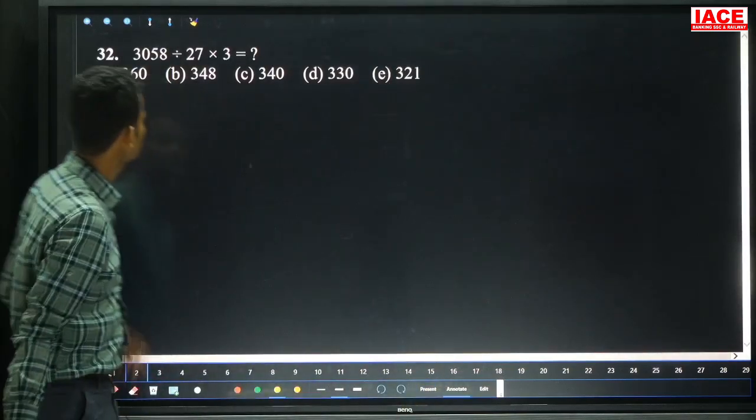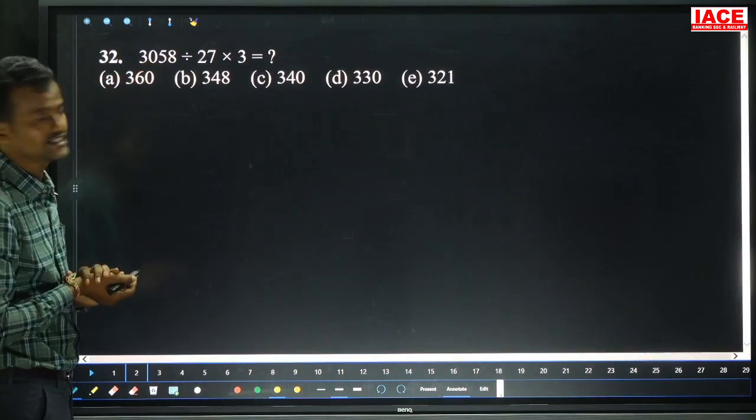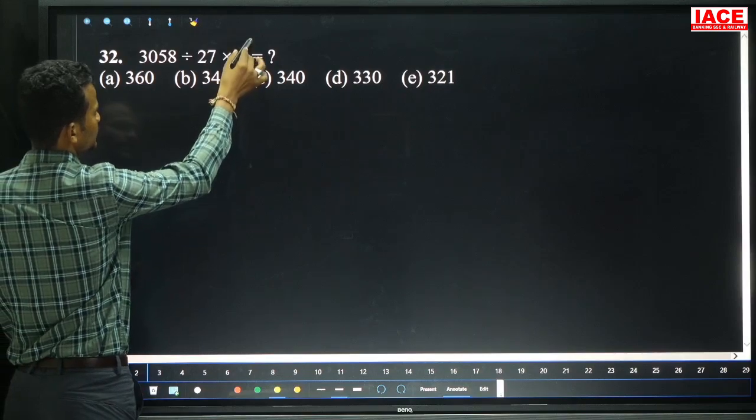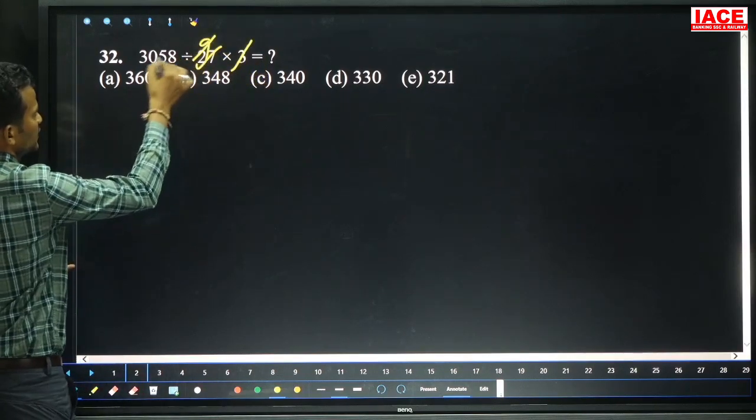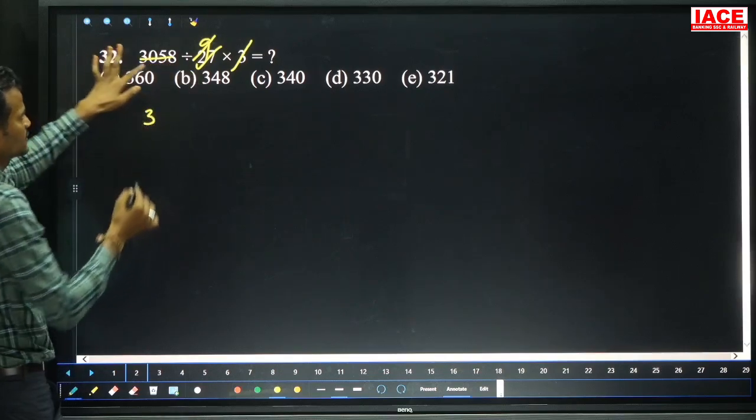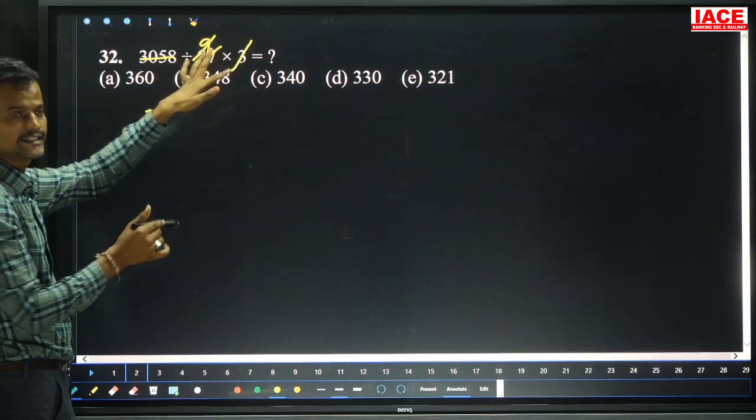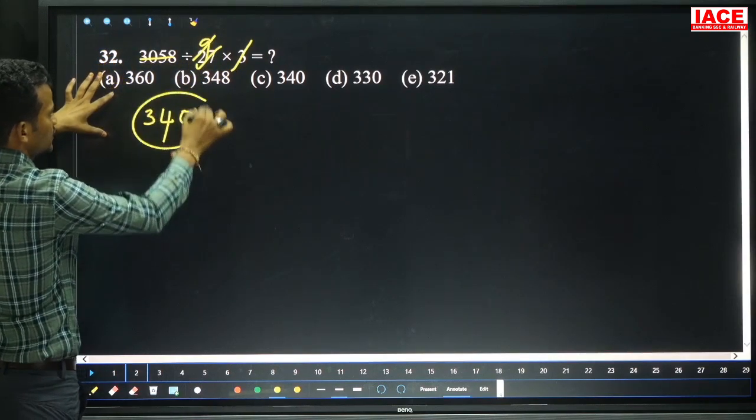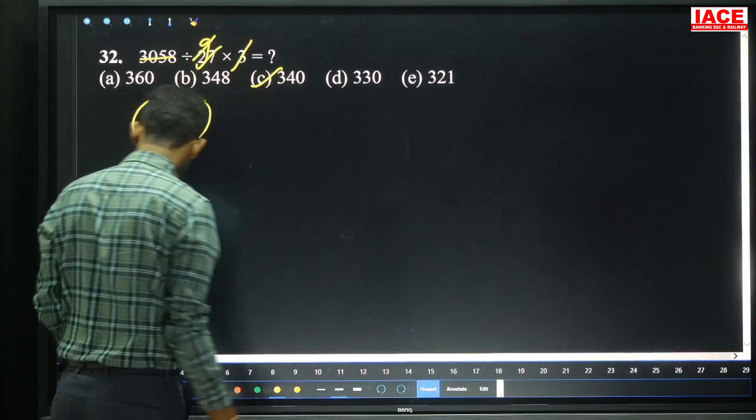What is the next question, sir? 3058 divided by 27 into 3. Listen, sir. This is into 3. 3 1s are 3, the 9 will be cancelled because of the denominator. So 9 1s are 9, 9 3s are 27, 35. 358. 358 means can I take it as 360? That means 9 4s are 36. So approximately what is your answer, sir? 340. Option C. Clear? See the next one.